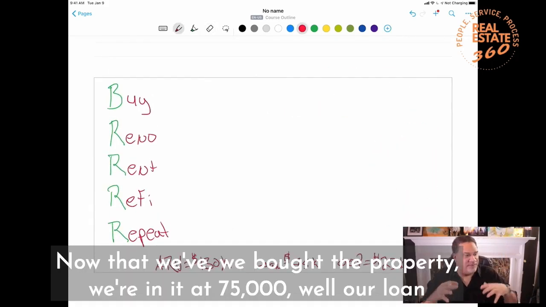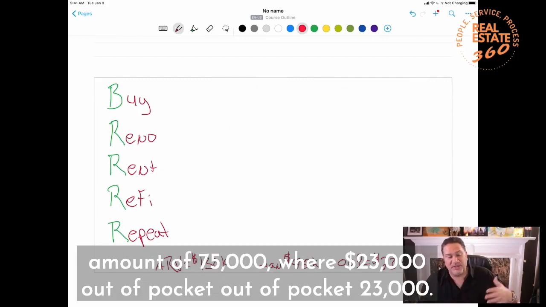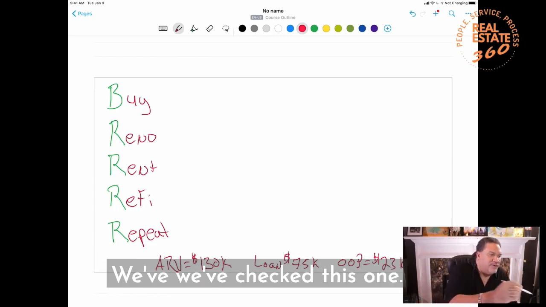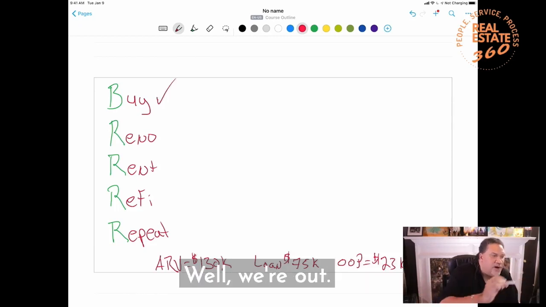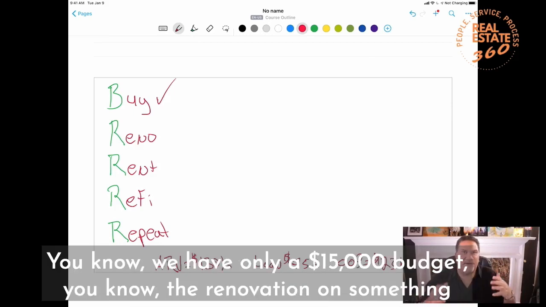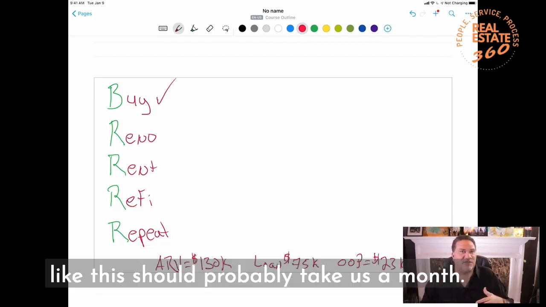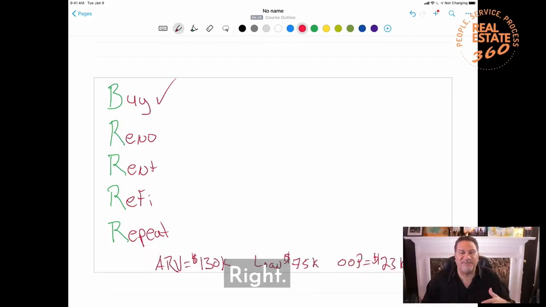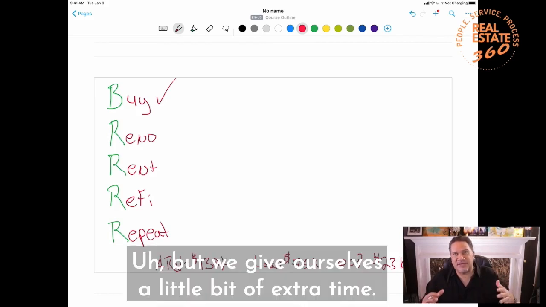Now that we've bought the property, we're in it at $75,000. Well, our loan amount is $75,000. We're $23,000 out of pocket. So now we've bought it. We've checked this one off. Boop, we're out. Now we have to renovate it. Now, on something like this, it won't take us that long to renovate. You know, we have only a $15,000 budget. You know, the renovation on something like this should probably take us a month, right? But we give ourselves a little bit of extra time.